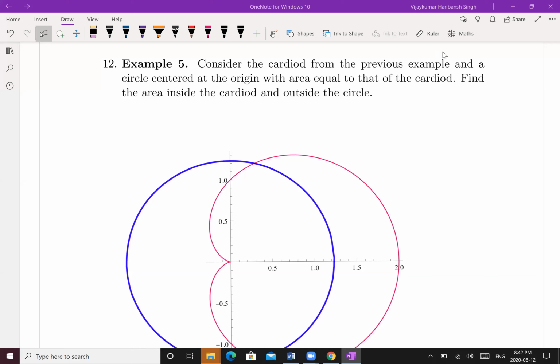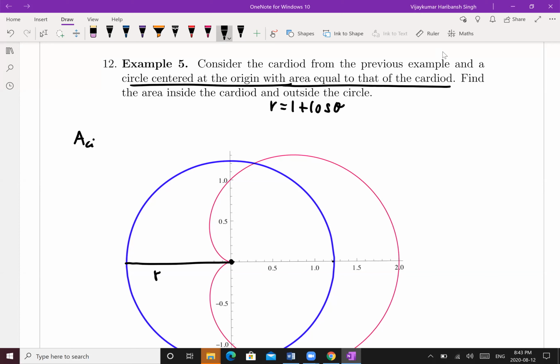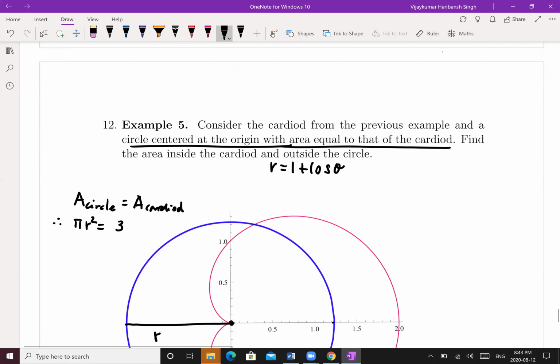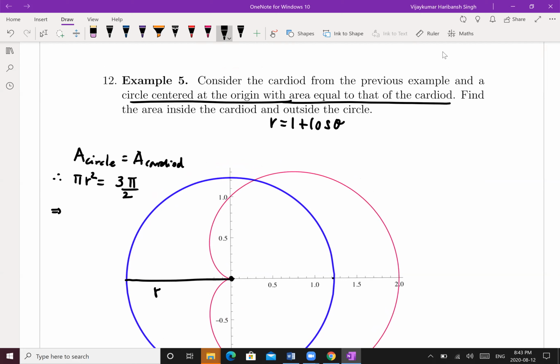So again, consider the cardioid from the previous example. We had r equals 1 plus cos theta. That was a cardioid from the previous example. And consider the circle centered at the origin with area equal to that of the cardioid. We do not know the radius of the circle, but we know that the area of the circle is equal to the area of the cardioid. So this means pi r square equals the area of the cardioid, which was 3 pi by 2. So this means r equals the square root of 3 by 2. So this is your r.